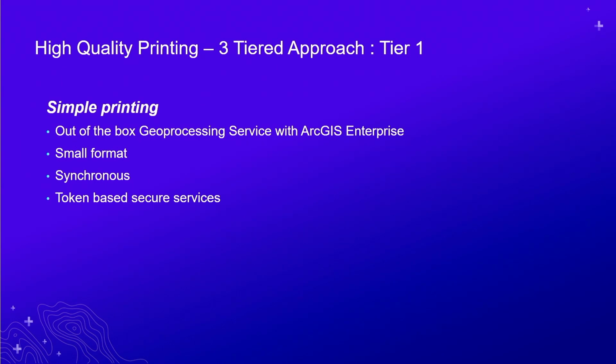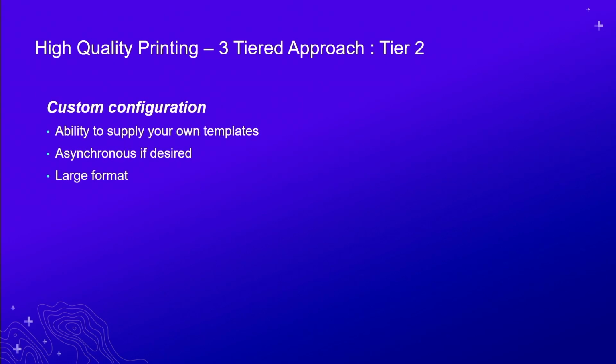And it supports small format printing, for instance, A4 or a letter page if you're in the United States. Synchronous printing, this is printing with a synchronous geoprocessing task where you're submitting the request and you're expecting the response to come back quickly. And it supports token-based secure services. So your standard ArcGIS token-based security is supported here.